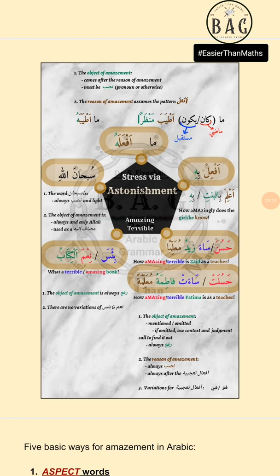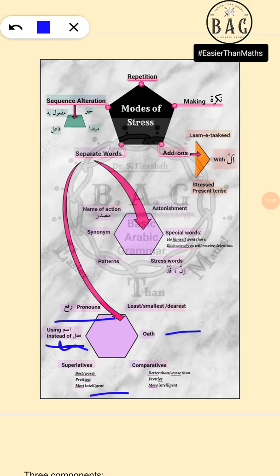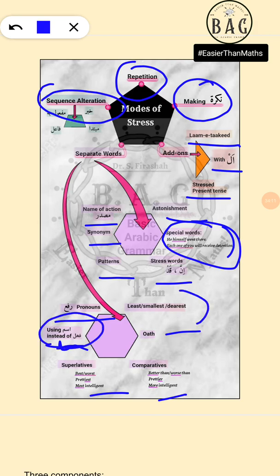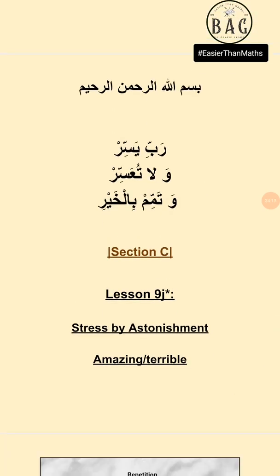So here we are done with astonishment, and just a couple of more lessons are left for the modes of stress. We are done with oath, rafa pronouns, superlatives, comparatives, the stress words, patterns, synonyms, masdar, astonishment, and we are left with the special words. We are done with al, we are done with lam ta'kid and the stressed present tense, and now just a couple of these are left. So we need to do certain repetitions, sequence alteration, special words, and using ism, and of course the smallest and least version. It's quite easy. Go through the lesson, listen to it again, and inshallah you'll be able to identify these structures during your recitation.